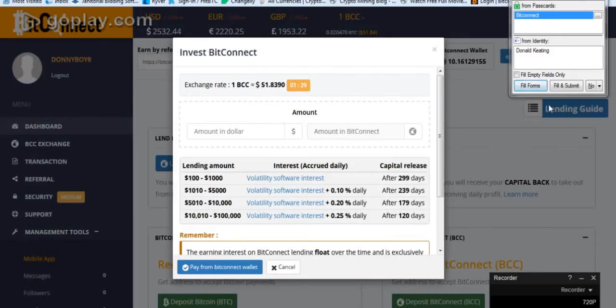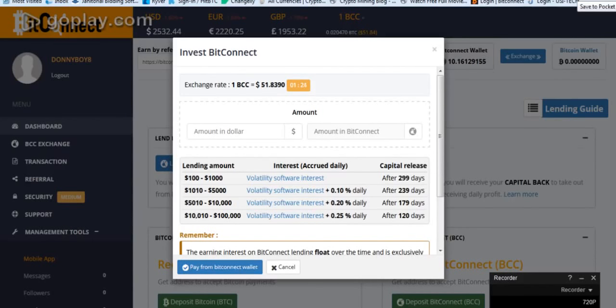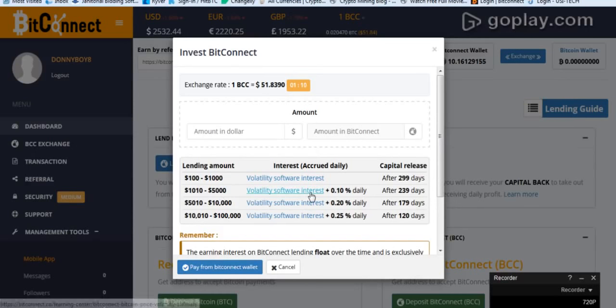And I just wanted to go over this too because this affects the interest. There's 4 loan sizes or tiers. The first one is just your minimum loan, which is $100 up to $1,000. You would get that daily interest rate that I just showed you. If you go up to $1,010 to $5,000, then you would get the daily interest plus 0.1 extra, and you get your initial investment back in a little quicker time, 239 days.